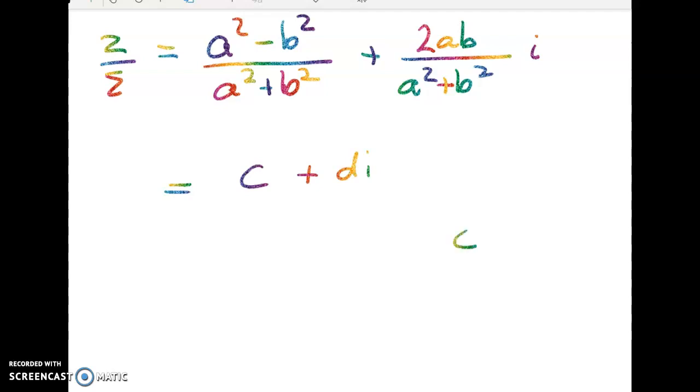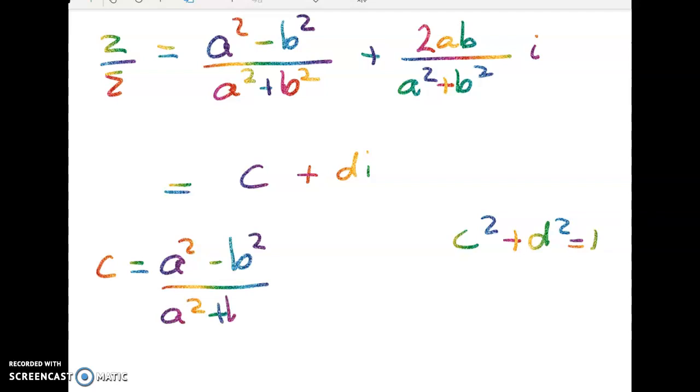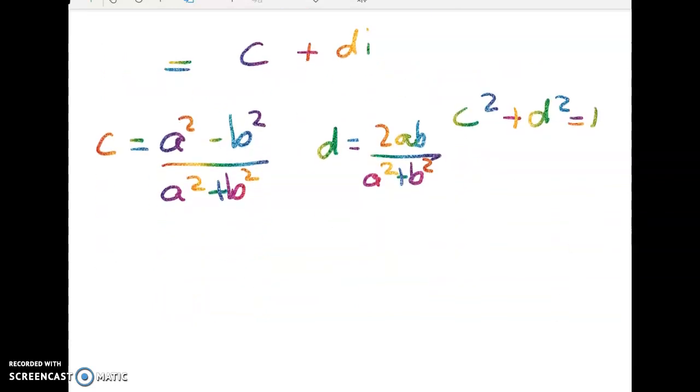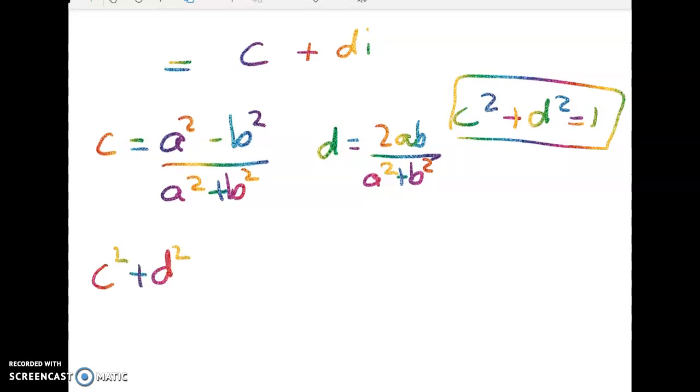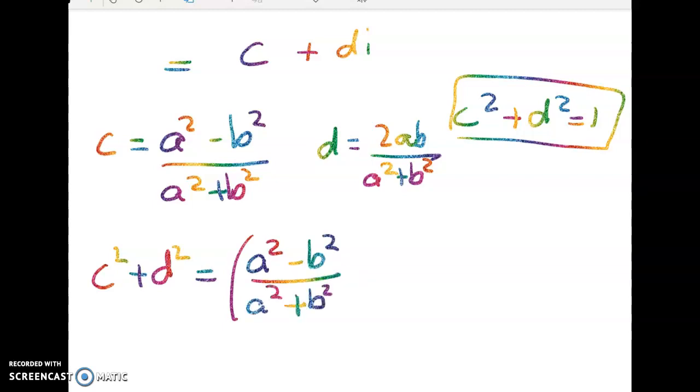Okay, so we have to show that c squared plus d squared is equal to 1. So let's work out first of all, what's c? Well, c is a squared minus b squared over a squared plus b squared. And d is equal to 2ab over a squared plus b squared. So let's now square each of these expressions and see what we get. And we're looking to end up with this. So on the left hand side we have c squared plus d squared is equal to this. So don't go expanding everything out until you've had a little bit of a look.